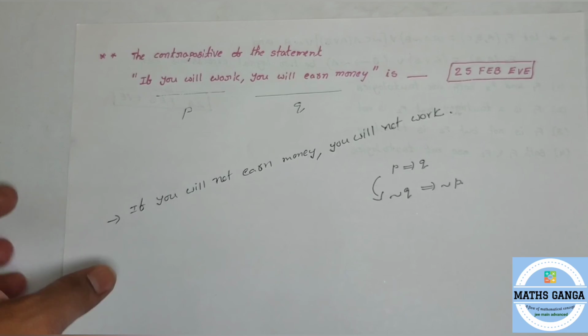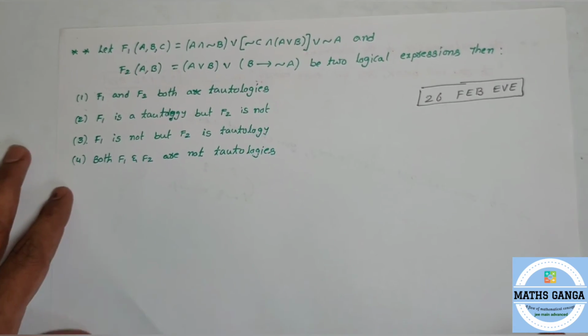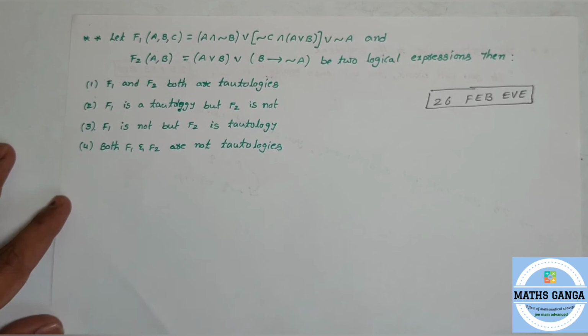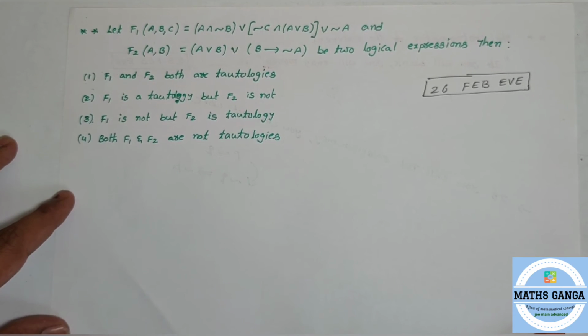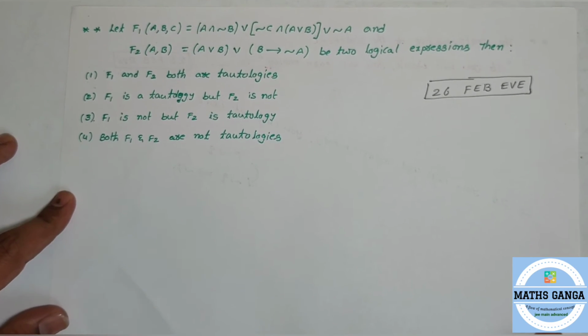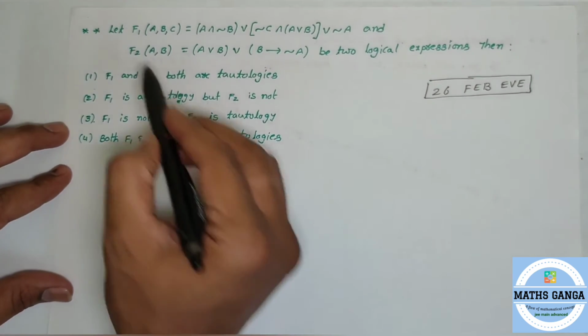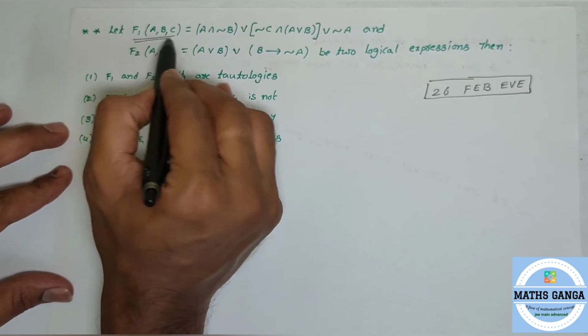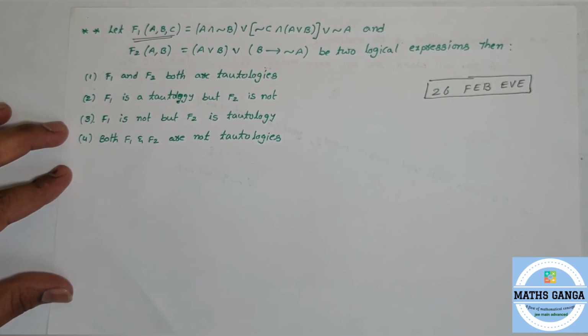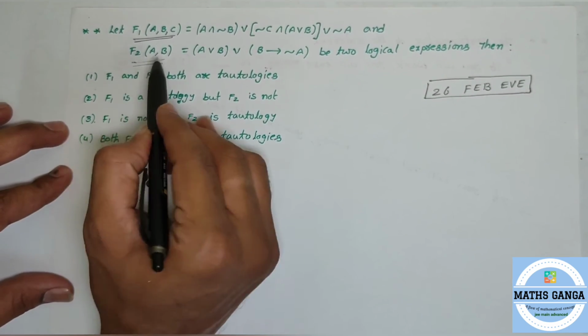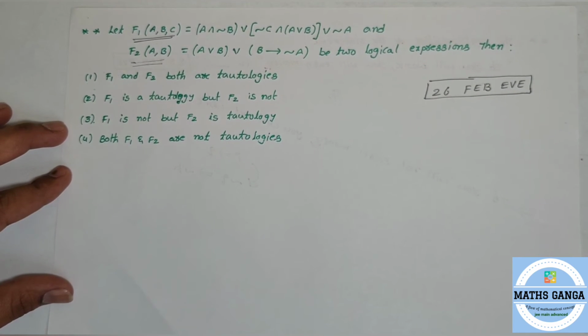And the next question is from the 26th February evening session. We have no questions asked in the 26th February morning session, and we have one question asked in the 26th February evening. Here again the question is about deciding two statements. F1 of A, B, C is one statement, and F2 of A, B is the other statement. We need to check which of these are tautologies.